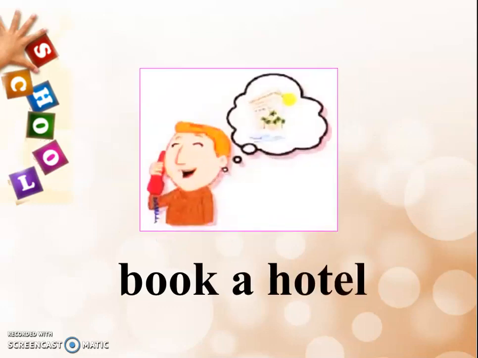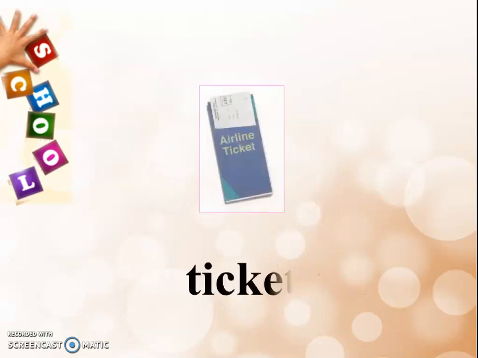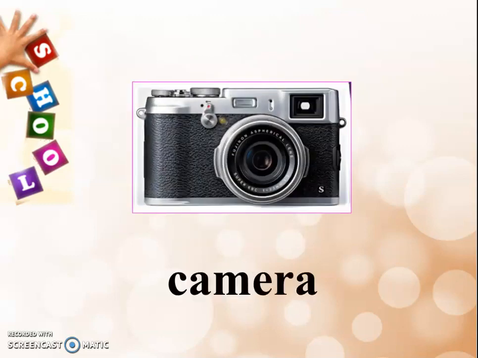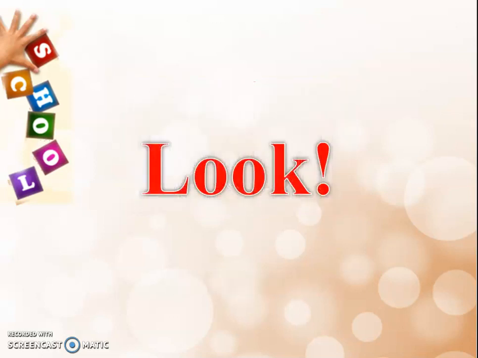Book a hotel. For example, when you go to visit another country, for example, you go to Egypt, first of all, you have to book a hotel. You book a room in a hotel to stay there during your trip. Ticket, like the airline ticket or the boarding pass, okay. Then we have camera. We use the camera to take photos.